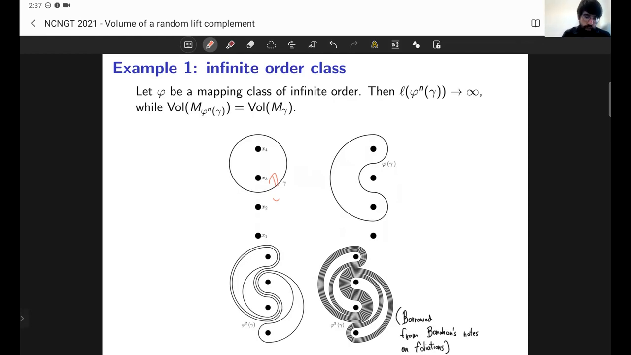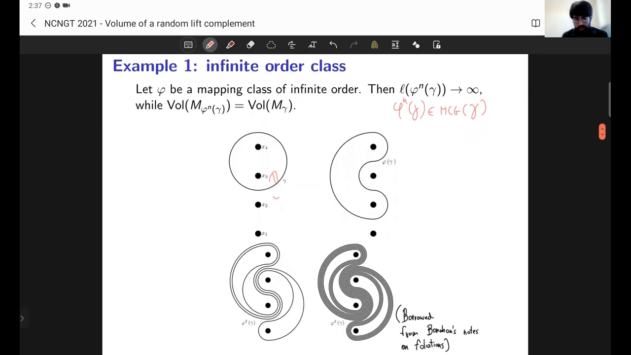Because, as we've seen, of course, φ^n is in the mapping class group, so φ^n(γ) is in the mapping class group orbit of γ. So their volumes have to be the same. So that's an example where the length goes to infinity and the volume stays bounded. It's a little bit boring, right? Because not only do we know that the volumes are the same, but also we know that all these canonical leaf complements are actually isometric as surfaces, as three manifolds.